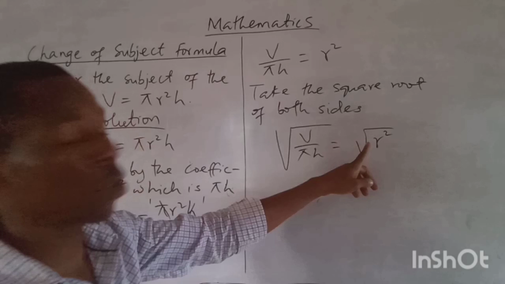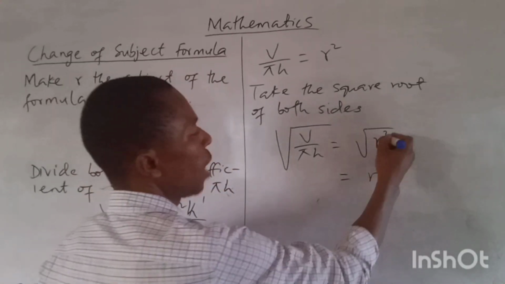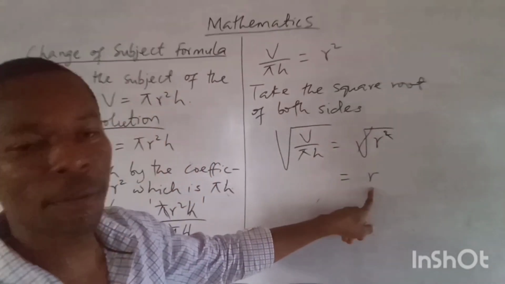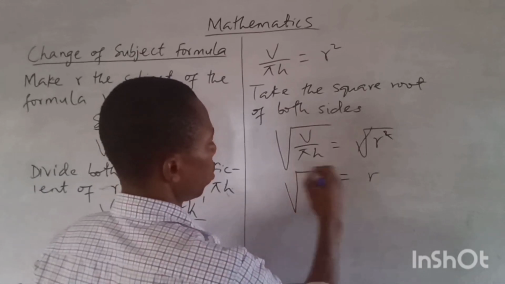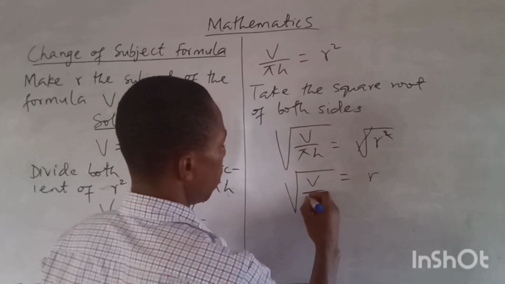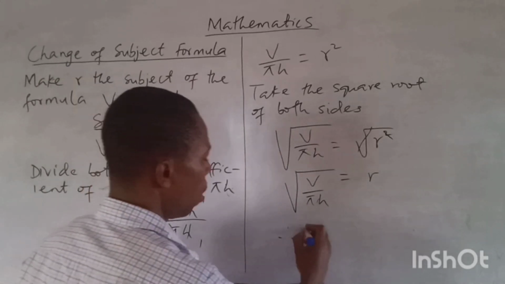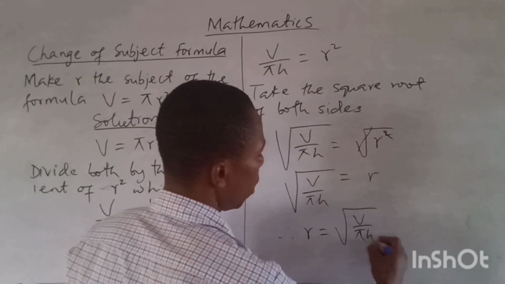So the square root of r squared is what? R. Or you can say that the square will cancel out the square root. So when we do that, we are left with what? R. Then which is equal to the square root of v over pi h. So I say therefore r is equal to the square root of v over pi h.